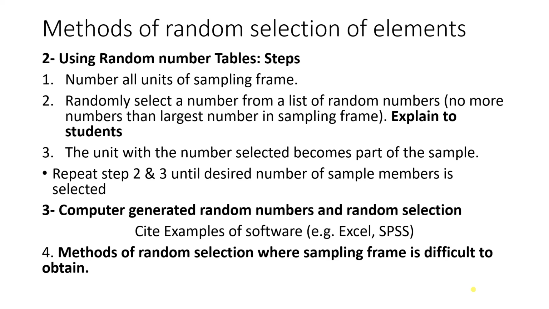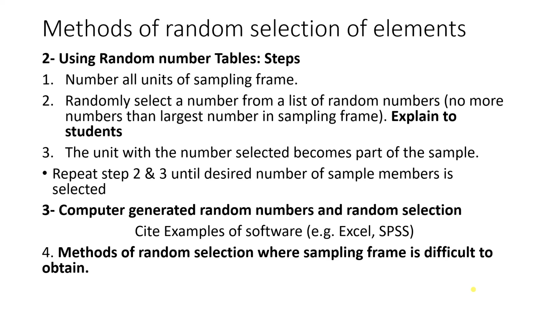There are so many residents, the population is so huge, so it will really be difficult to name and number each and every individual in this broader area. So in this condition, we generally follow the method of probability sampling that is called multi-stage cluster sampling.